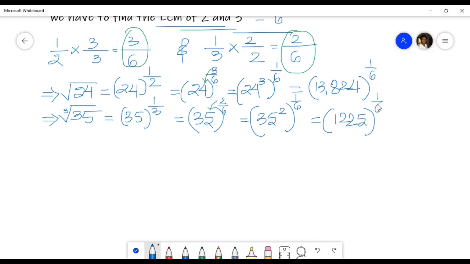Now you see that we have made the exponent same. So just looking at the number we can know which value is greater than which value. Right, just looking at this, 13,824 is greater than 1,225. So let me just write it down. 13,824 is greater than 1,225.